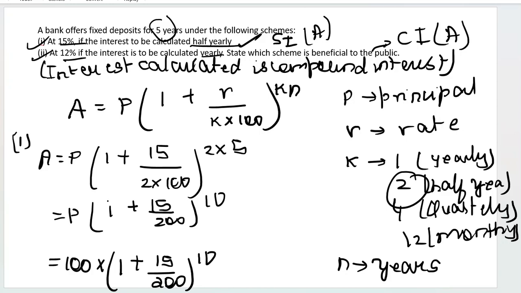Now, supposing the problem is of simple interest, as I told you, we need to calculate the amount using simple interest. Now, simple interest amount is calculated in two ways. Interest is PRN upon 100, and then amount is nothing but principal plus interest. So this will give us the simple interest amount. Compound interest amount can be calculated in the following manner.